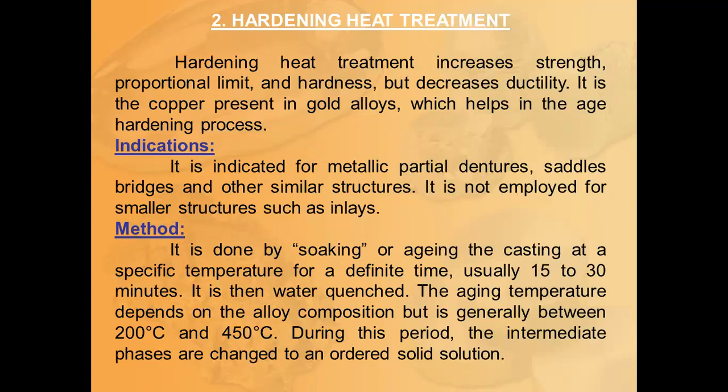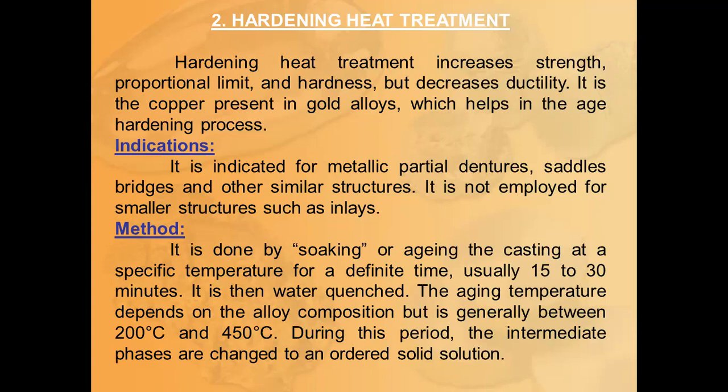Now, second, hardening heat treatment. Hardening heat treatment will increase the strength, proportional limit and hardness, but it will decrease ductility. Indication: it is indicated for metallic partial dentures, saddles, bridges and other similar structures. It is not employed for small structures such as inlays.